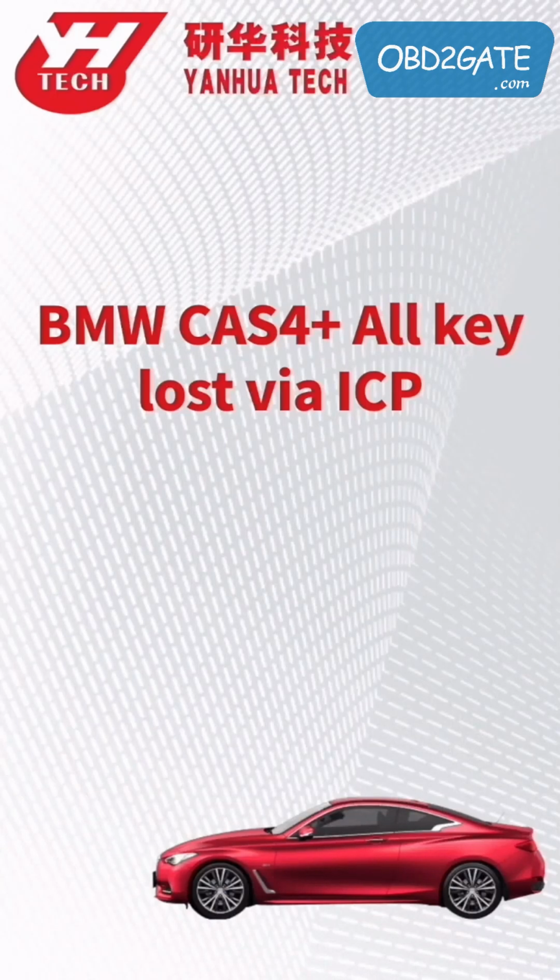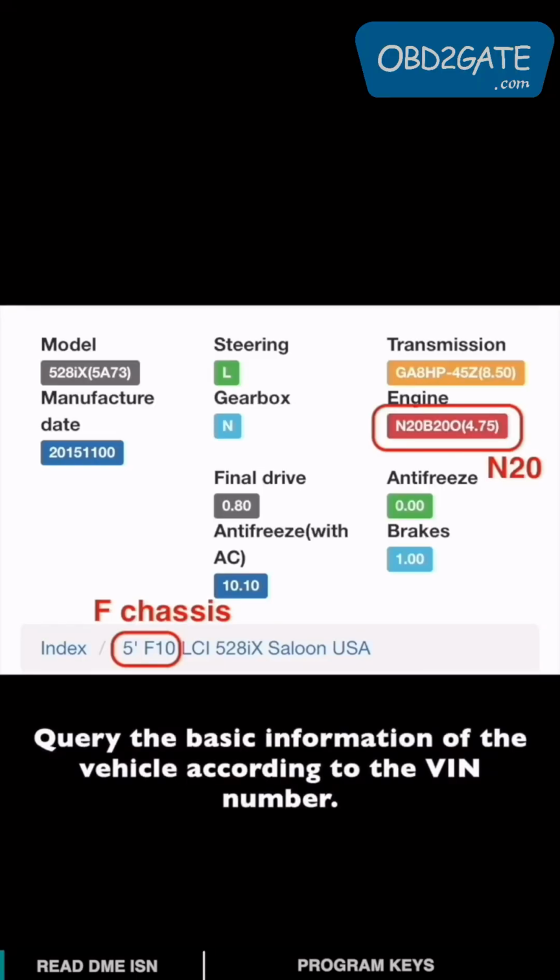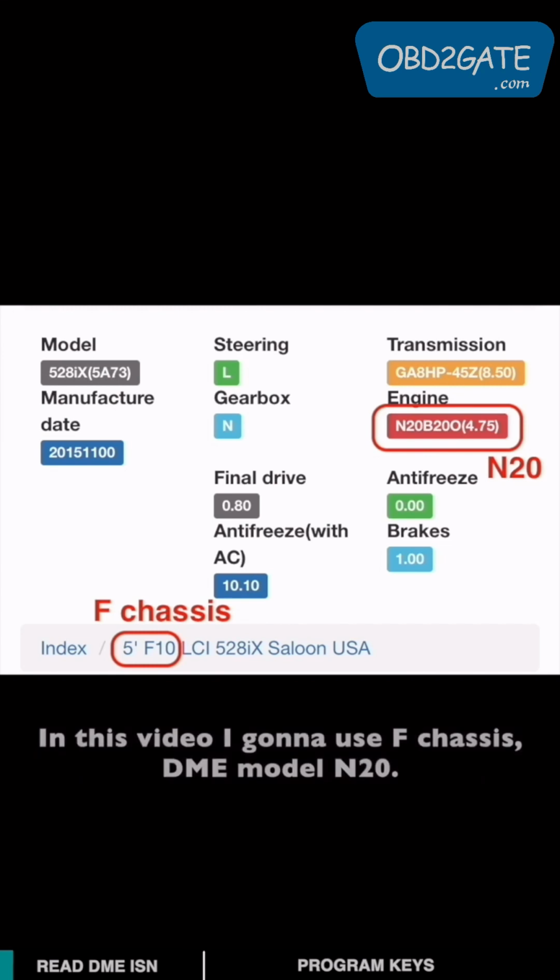This video is going to show you how to program a new key for the BMW CAS4+ system when all keys are lost. First step, read the DME ISN code. Query the basic information of the vehicle according to the VIN number. In this video, I'm going to use an F chassis, DME model N20.